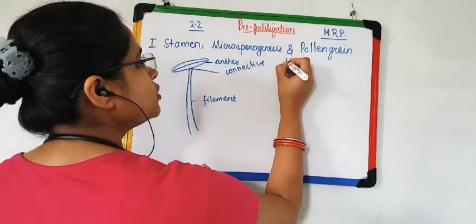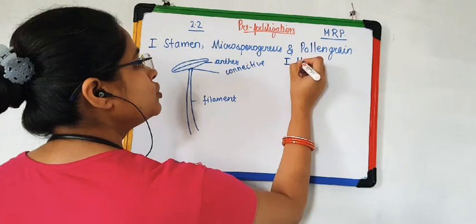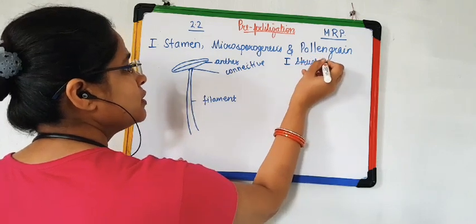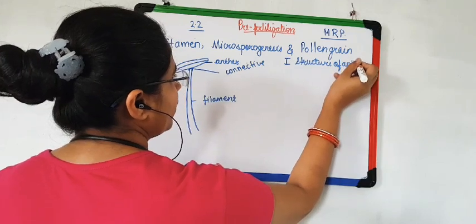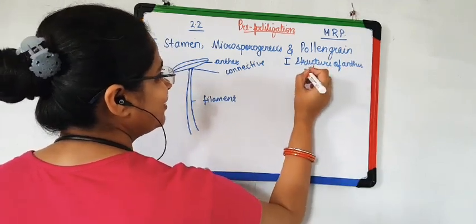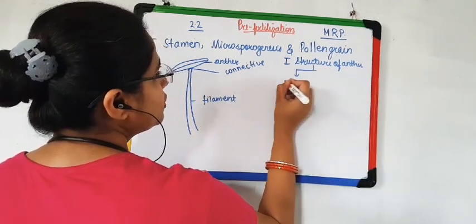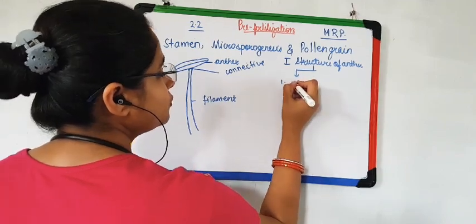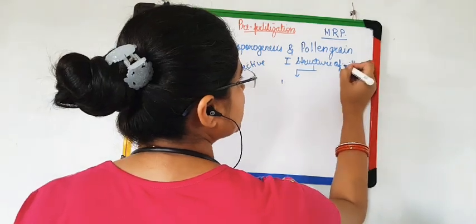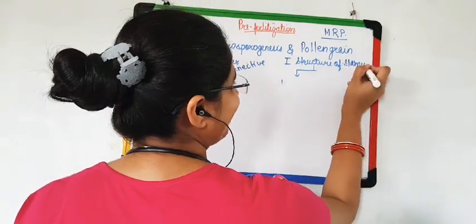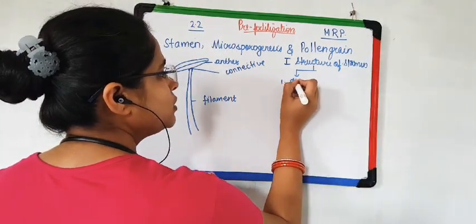First we are going to study the first part, which is the structure of anther. So in structure of anther we are going to write that anther is made up of three parts. First is structure of stamen. Stamen is made up of three parts. First is anther, right?